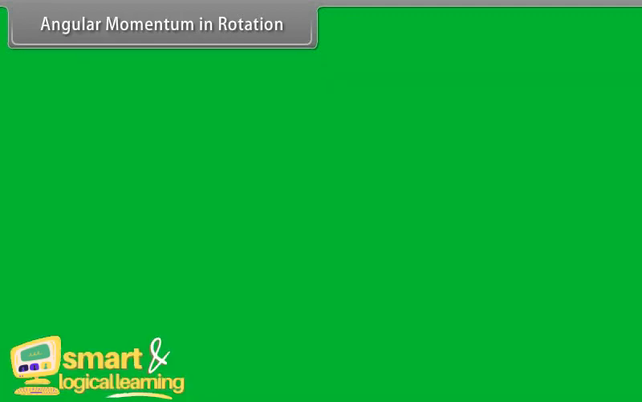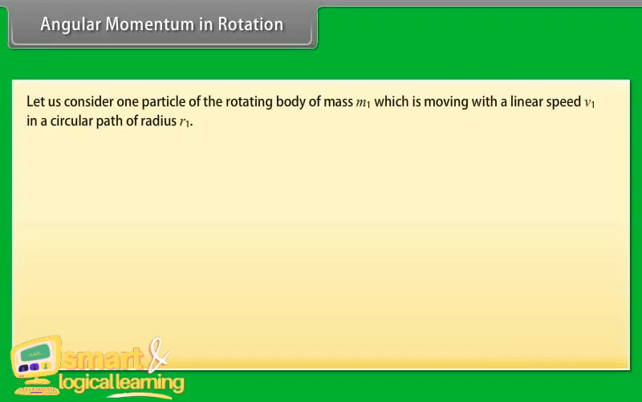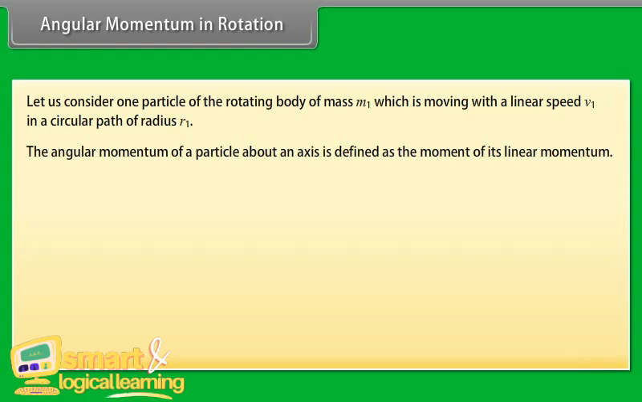Angular momentum in rotation. Let us consider one particle of the rotating body of mass m1, which is moving with a linear speed v1 in a circular path of radius r1. The angular momentum of a particle about an axis is defined as the moment of its linear momentum. Hence, the angular momentum of particle p1 is given by L1 is equal to m1 r1 square omega.